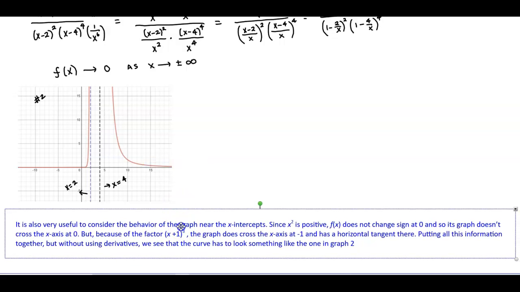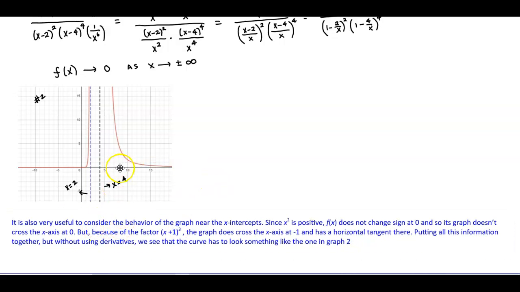When we look at this graph, it is also very useful to consider the behavior of the graph near the x-intercepts. Since x squared is positive, the function does not change sign at 0, and so its graph doesn't cross the x-axis at 0. But because of the factor in the numerator, x plus 1 cubed, the graph does cross the x-axis at -1 and has a horizontal tangent there. Putting all this information together, but without using derivatives, we see that the curve has to look something like the one in graph number 2.